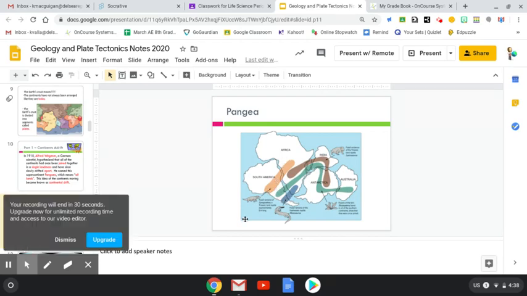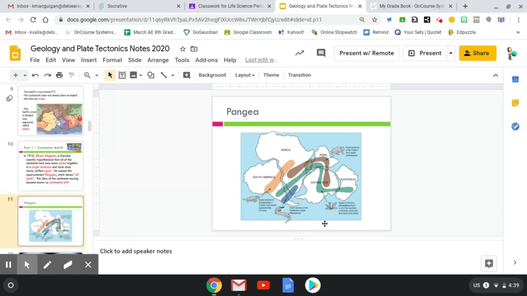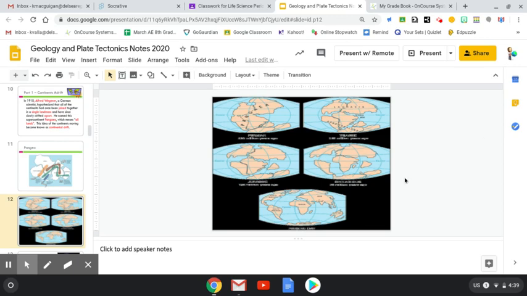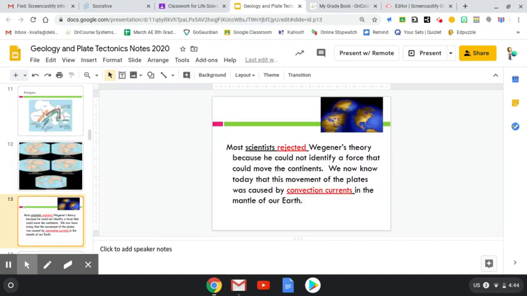They also know this based on the fossil record. They have found similar fossils across, for example, South America and Africa, or Africa and Antarctica. That's how they can hypothesize the actual location of where these continents previously existed. You can see here the different periods, Triassic and Jurassic, and how they change over time. Most scientists originally rejected Wegener's theory because he could not identify a force that could move the continents. And again, this was in 1910, so over 100 years ago.